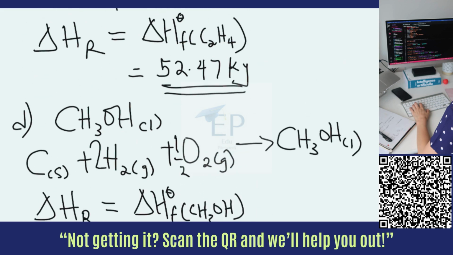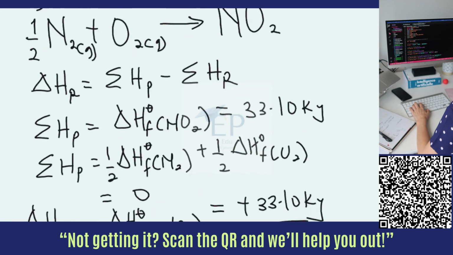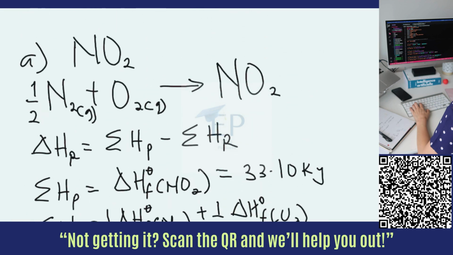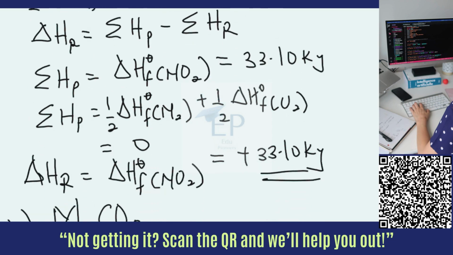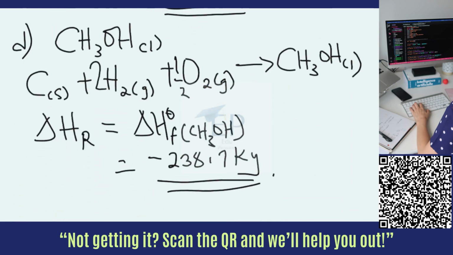So that's it. We have the equations and their corresponding heat of reaction. I hope that was clear, right? Simple. Remember, heat of formation, or the enthalpy of formation, or the equation for formation must always show only 1 mole, right, of the product.